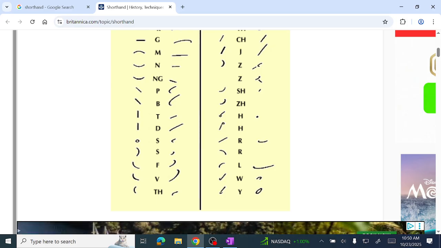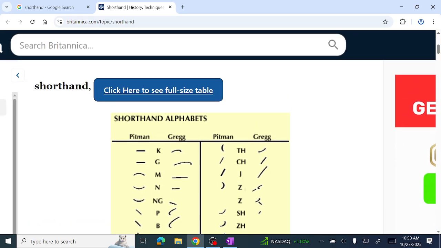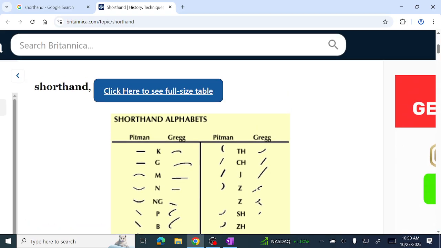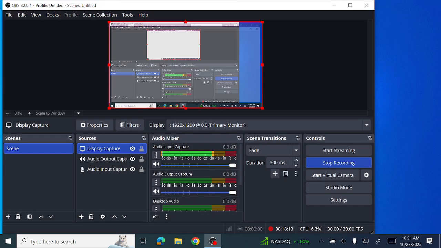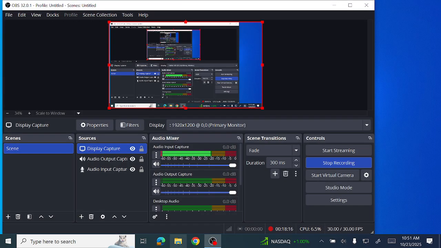I don't know. I never took shorthand. Oh, there are two different versions: the Pitman style and the Gregg style. For Pitman, K and G are the exact same. Well, I think it's because they make the same sound. I think it's based on phonemes. I don't know, don't look at me. It was gone before my time. People were not doing shorthand anymore.